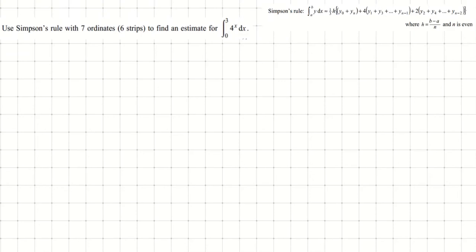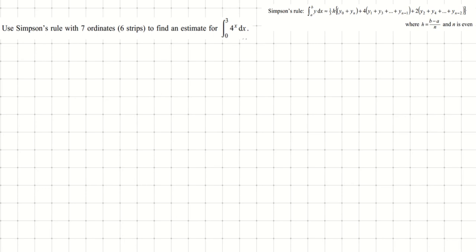In this video we're going to use Simpson's rule to solve an exam question. The question is to estimate the integral from 0 to 3 of 4 to the power of x using Simpson's rule with 6 strips. And I think you can see in the top right corner there's Simpson's rule written out. It's a long formula that we really just have to plug numbers into.